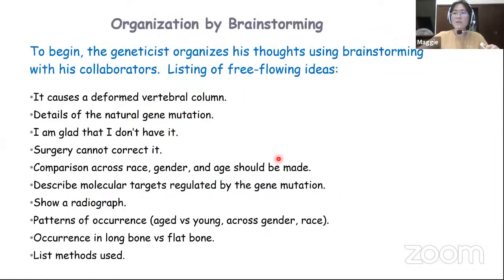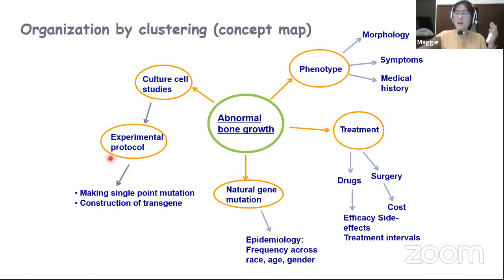So when you start writing with brainstorming, list all the ideas and then choose the most important to write as an article. So this is how to organize the thoughts using brainstorming. Next, you can use the concept map to organize all the information you have.